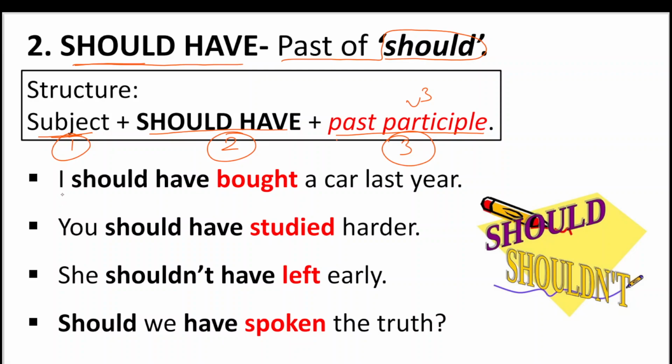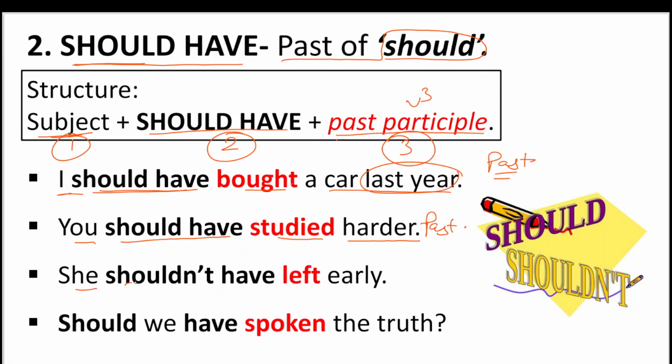Now here is the example. I should have bought a car last year. Here we are talking about last year, so it is of the past. This sentence belongs to the past: I should have bought a car last year. Now the next example is you should have studied harder. You should have studied harder. This sentence also belongs to the past.